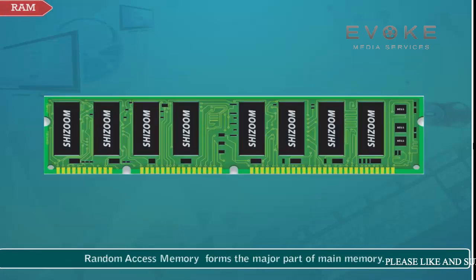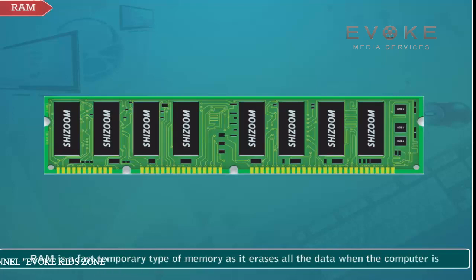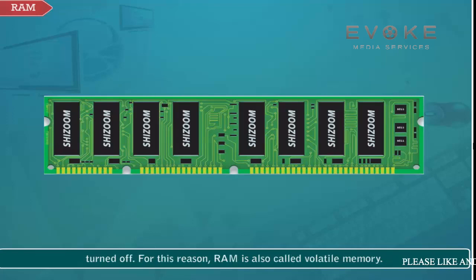RAM, random access memory, forms the major part of main memory. The CPU can read data from it and also can write data onto it in a very short time. RAM is a fast, temporary type of memory as it erases all the data when the computer is turned off.